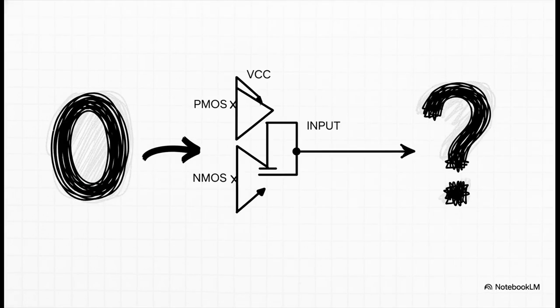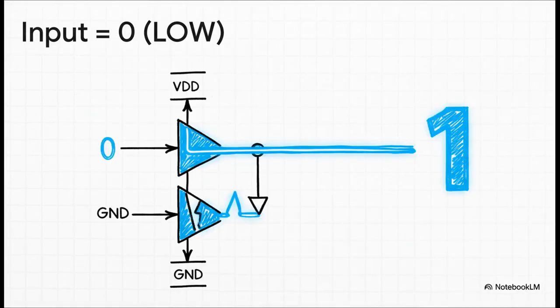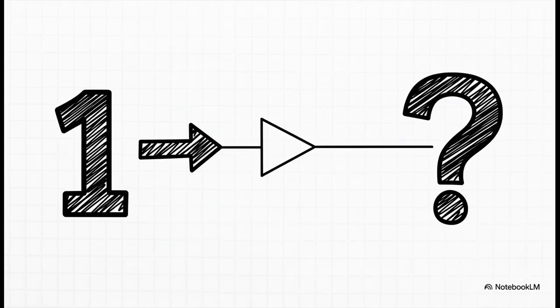First scenario. What happens when we feed a 0, a low signal, into our brand new inverter? With that input of 0, our PMOS switch, remember, it activates on a 0, bam, it closes. The NMOS switch, well, it needs a 1 to activate, so it just stays open. This creates a direct, uninterrupted path from our output straight to the power source. And the result? A 0 at the input creates a 1 at the output. Perfect. All right, you can probably guess what's next.